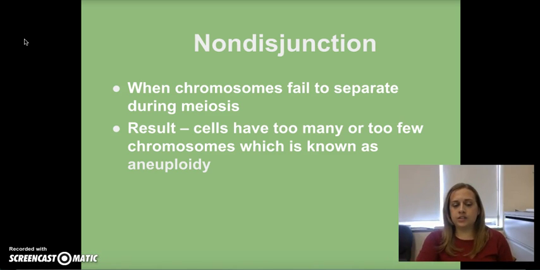Next we have non-disjunction. This is when chromosomes fail to separate during meiosis, and so this is what's going to cause the change in chromosome number. So the result is that two cells have too many or too few chromosomes, so aneuploidy, which we just talked about.